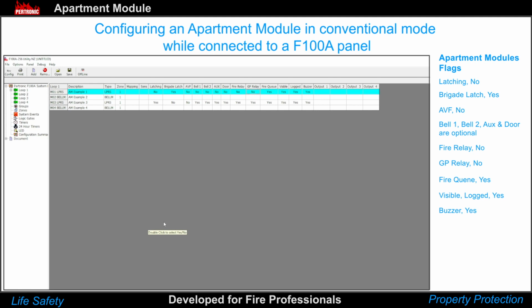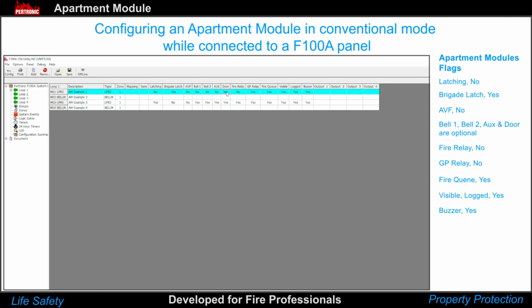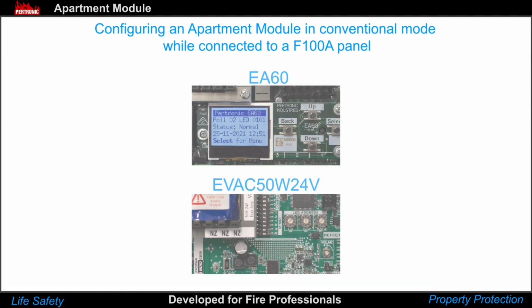Repeat this process for the next apartment module. We have now set all the apartment module flags. Next, let's configure the apartment module LED mapping for our EVAC 50 or EA60 amplifiers. For this example, we will set our LED base address to 101.